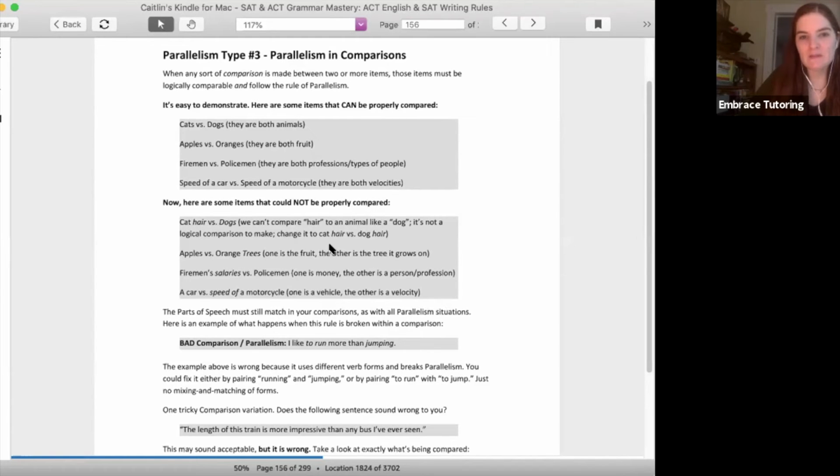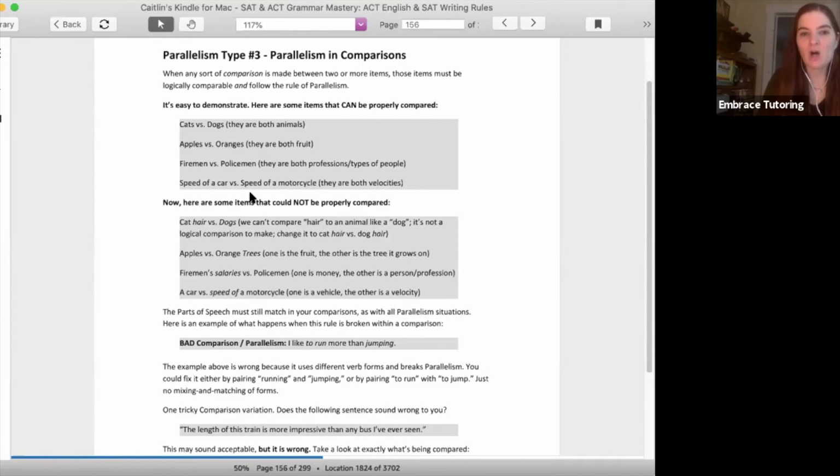So this means some items that can be properly compared are things like cats versus dogs. They're both animals, so they can both be compared. Apples versus oranges, they're both fruit. Firemen and policemen, those are both professions or types of people. And then speed of a car versus speed of a motorcycle, they're both vehicles. The items that are nouns here are both vehicles, and you're dealing with speed for both of them. Okay, so you're going to be dealing in the same kind of realm for both of them.